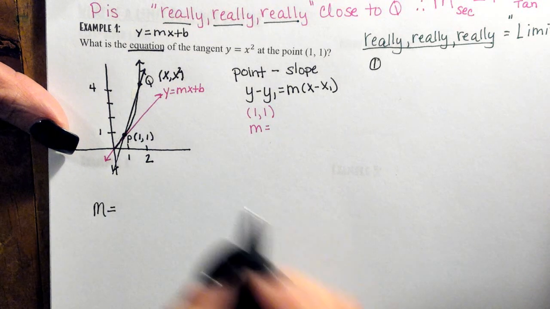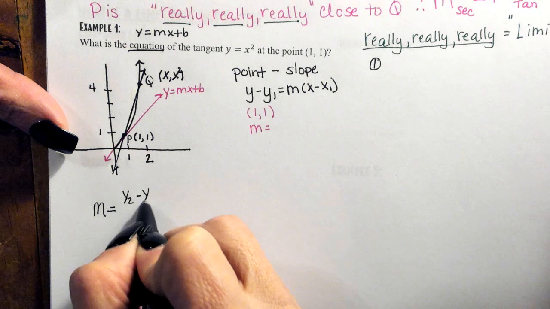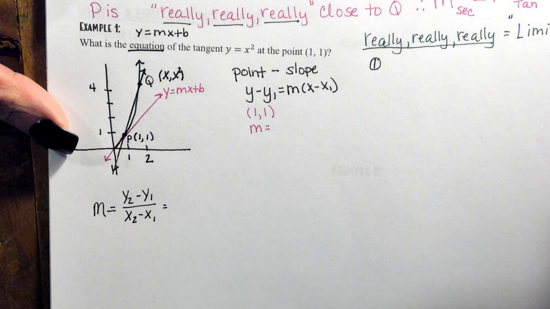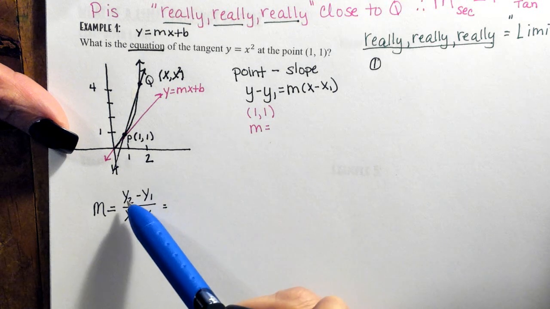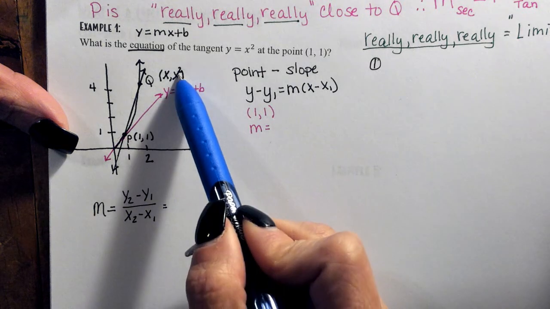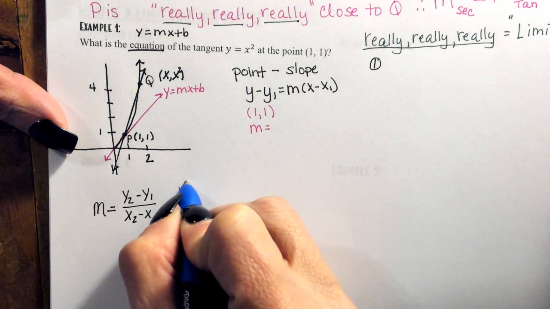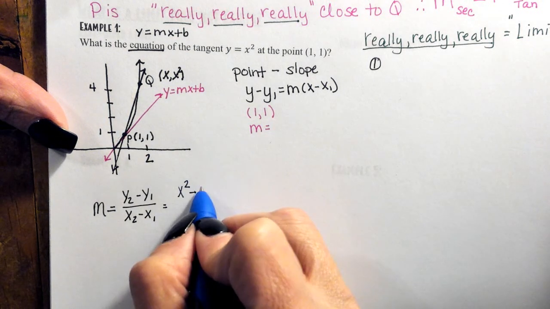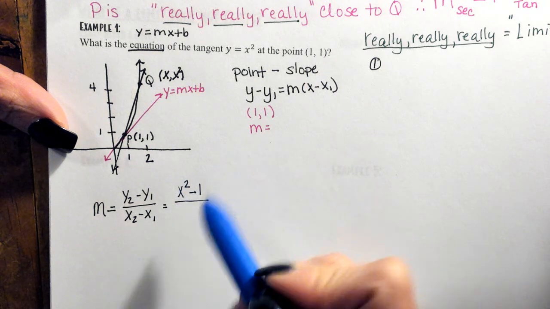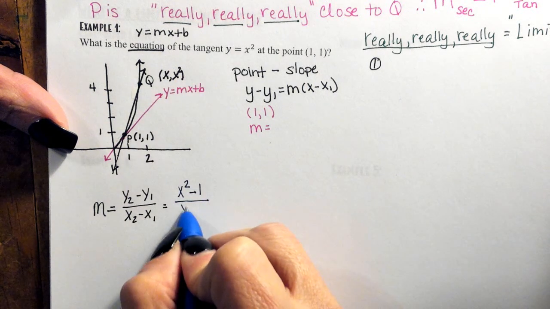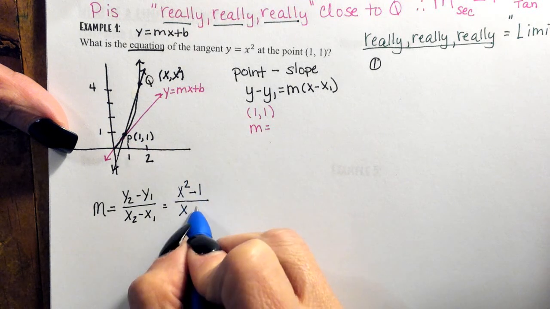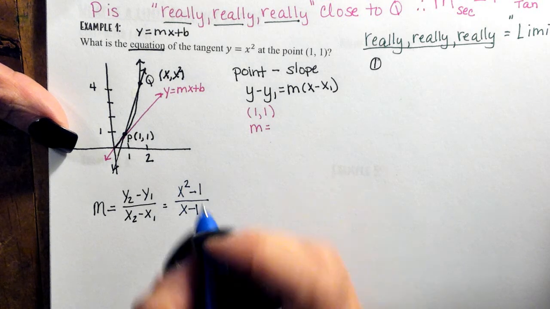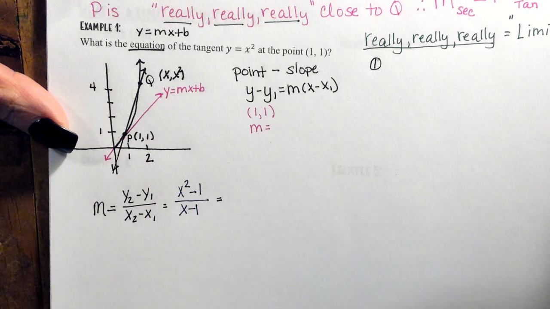So let's go back here and let's write the slope equals, and now let's remember our formula, y2 minus y1 over x2 minus x1. So let's plug and chug and substitute this in. y2 would be x squared. So x squared minus, what is y1? That's 1. Over x2 would be x, x1 would be 1, so x minus 1. Okay. Well, we probably could simplify that a little bit.